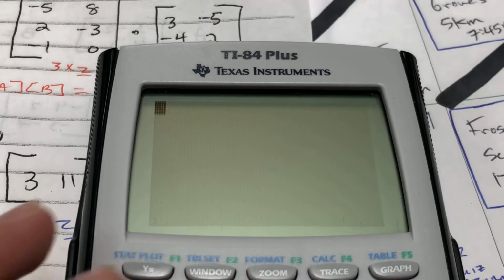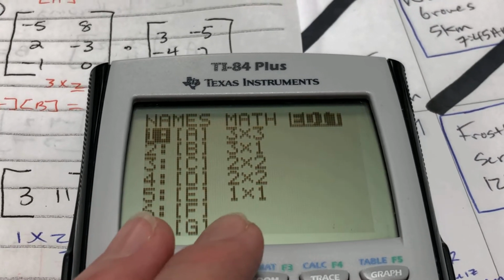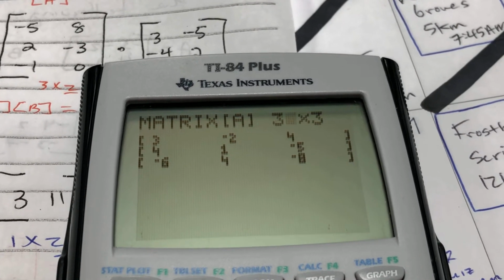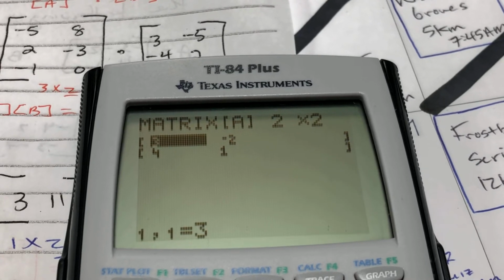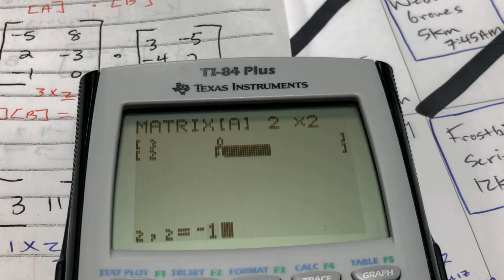All right, I'm just going to put it up like that. Hopefully it's not too shaky. Second, x to the negative first. I go over to edit. A is a 2, enter, 2, enter, and it's 3, enter, 0, enter, 2, enter, -1, enter.